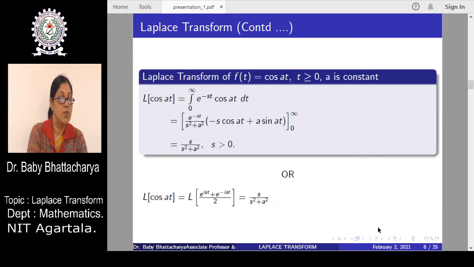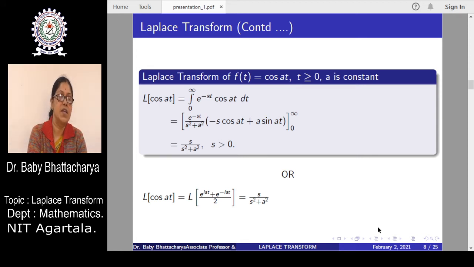To move forward, we take the Laplace transformation of the elementary function, which is again a circular function, cos at, defined for all t greater than or equal to 0, where a is a constant. By the formula, the Laplace transformation of cos at is equal to the integral from 0 to infinity of e to the power minus st cos at dt. Applying the formula of the exponential function with cos at, we get e to the power minus st, whole divided by s square plus a square, of minus s cos at plus a sin at. The limit is from 0 to infinity, and the result is s upon s square plus a square, provided s is strictly greater than 0.